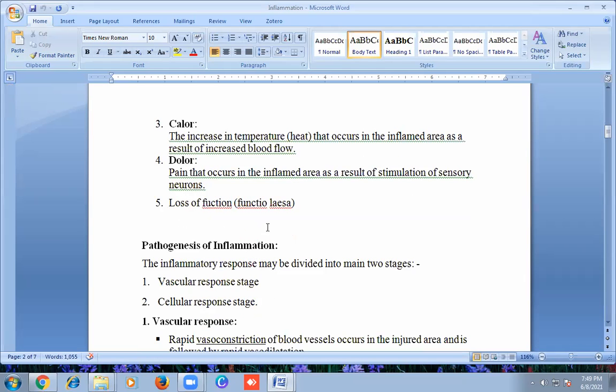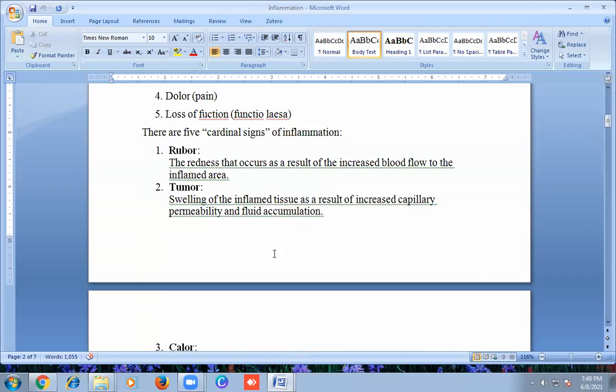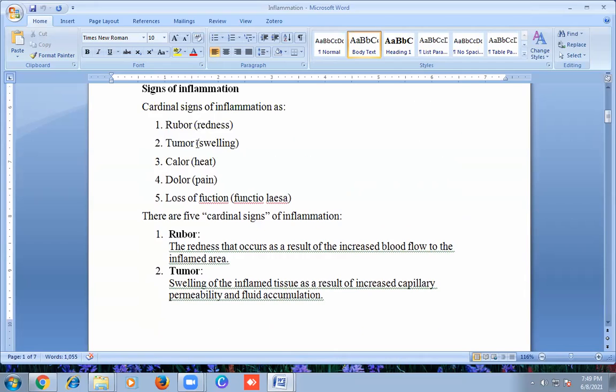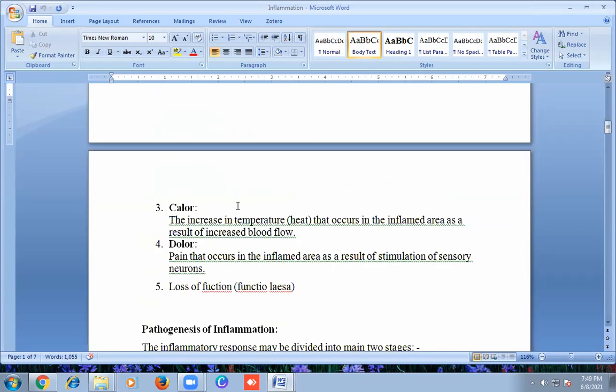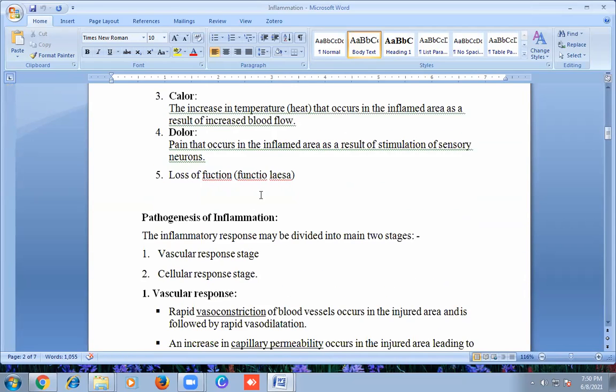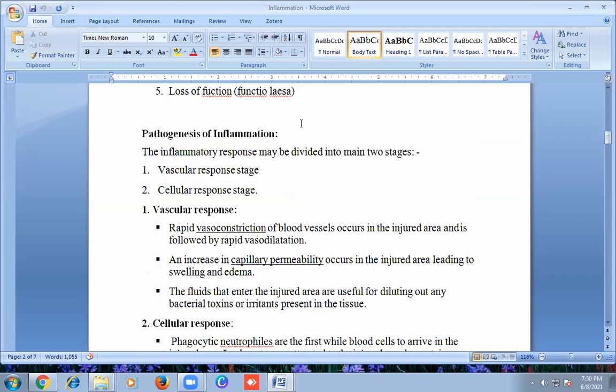Now we will see, understood this one, 5 cardinal signs. You keep in your mind: rubor, tumor, calor, dolor, loss of function. These 5 cardinal signs you keep in your mind. They may ask you in your exam. Now see the pathogenesis of inflammation.